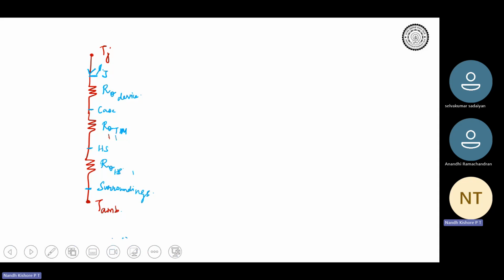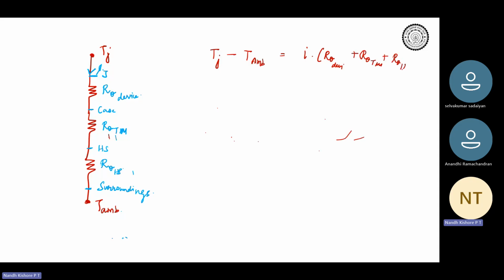Okay. Now we will just write a KVL equation. So what will be the KVL equation? Potential difference is equal to I into R. So Tj minus Ta, right? Potential over here, potential over here. Tj minus T ambient will be equal to some current into R theta device plus R theta TIM plus R theta heat sink.